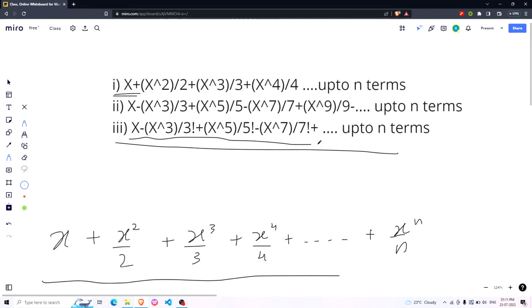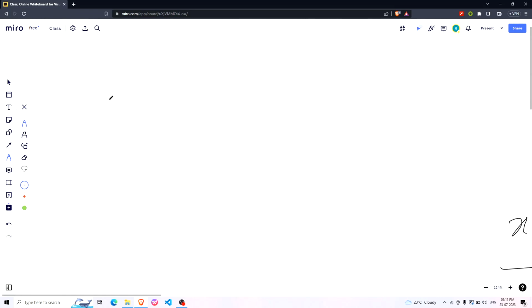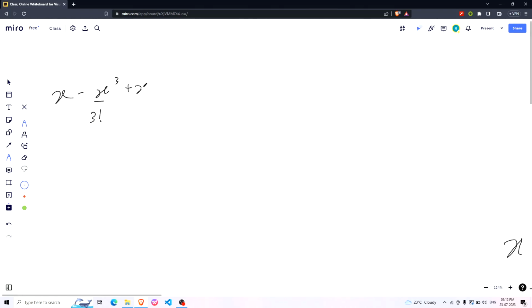This is the third series. Now let's look at this closely and try to figure out some patterns. Let's write it here. X minus x cube by 3 factorial plus x to the power 5 by 5 factorial minus x to the power 7 by 7 factorial plus x to the power 9 by 9 factorial minus x to the power 11 by 11 factorial up to n terms.